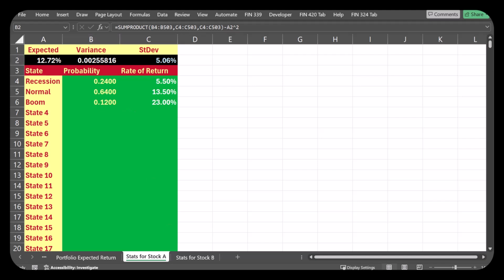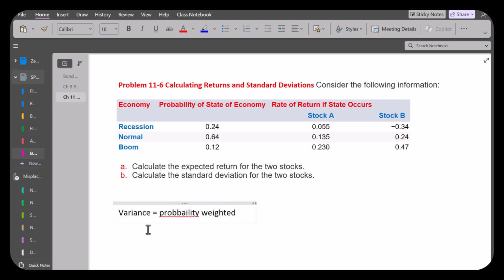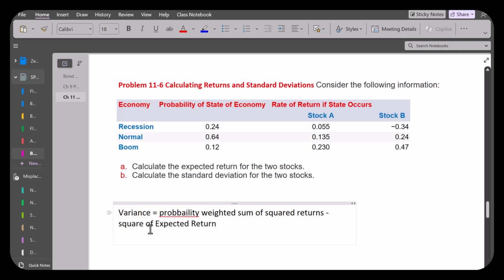One thing we know about variance, we can write variance as the probability weighted sum of squared returns minus the square of the expected return. Then standard deviation is simply the square root of variance.